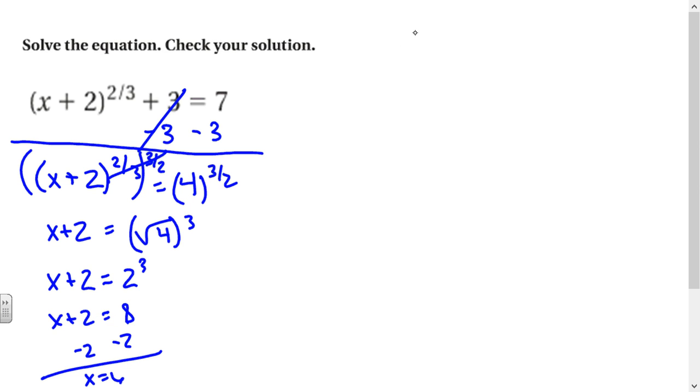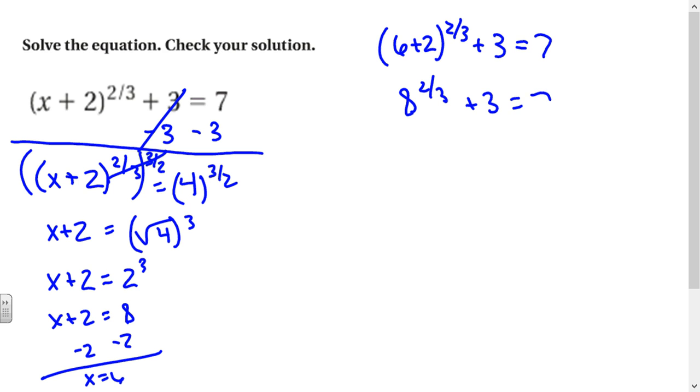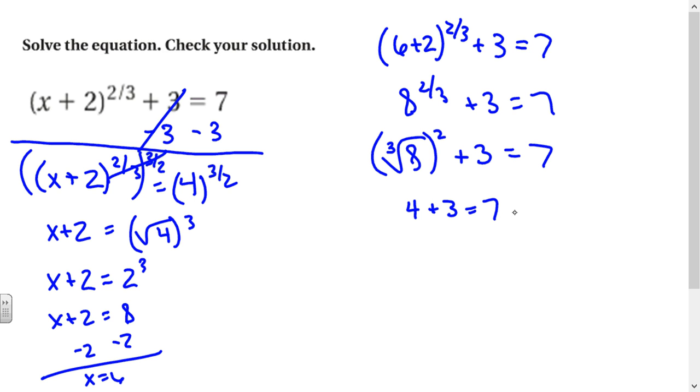So if we check our solution, we get (6 plus 2) to the 2/3 plus 3 equals 7. So 8 to the 2/3 plus 3 equals 7. And that would be like the cube root of 8 to the second power plus 3 equals 7. So that would be 2 squared, which would be 4, plus 3 equals 7. So that is the correct answer.